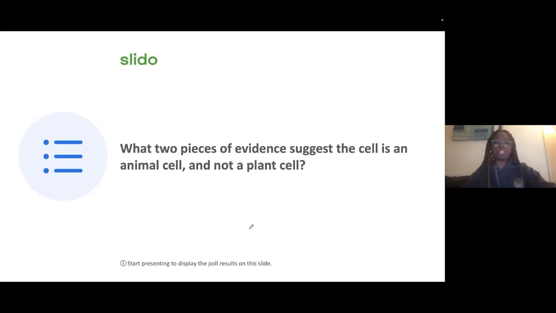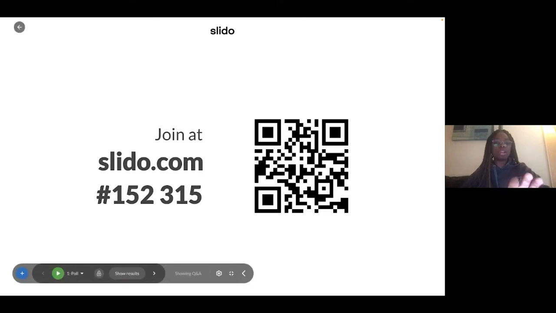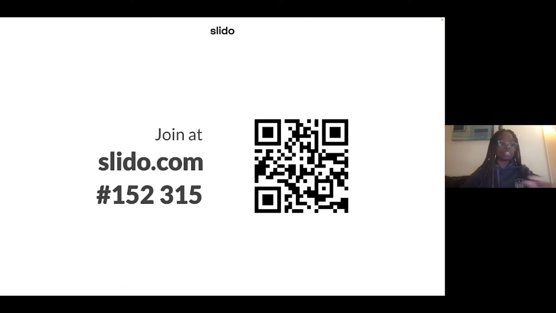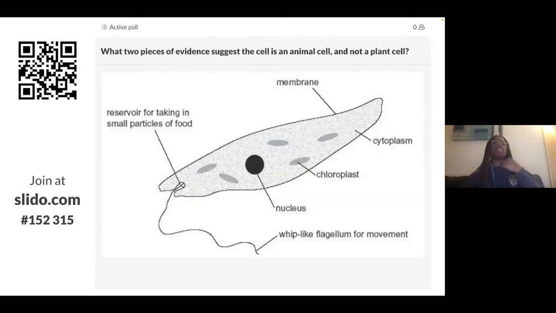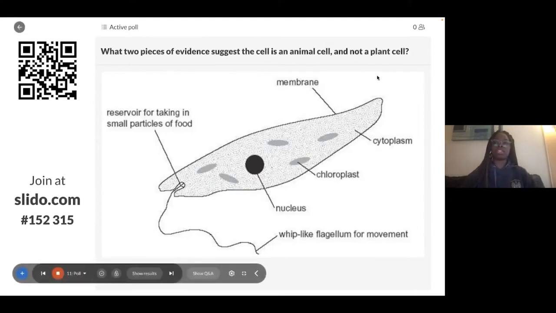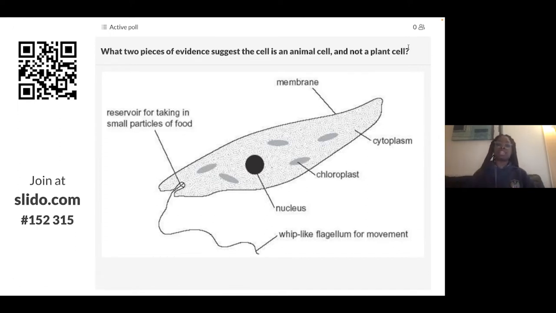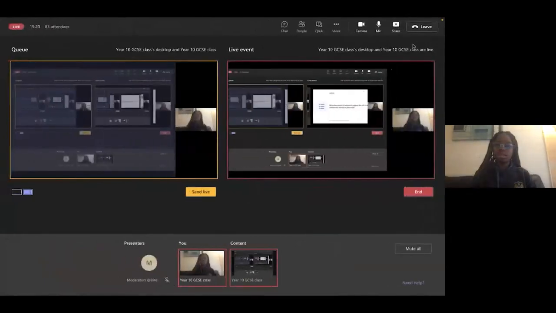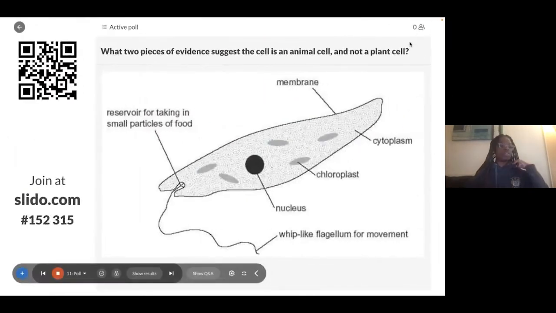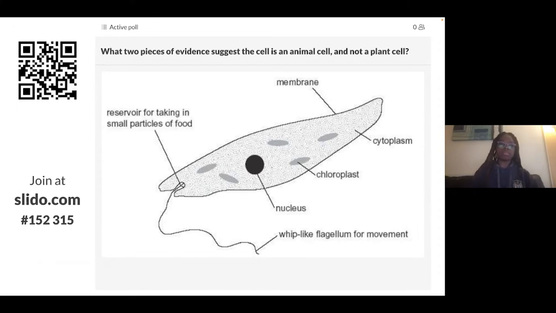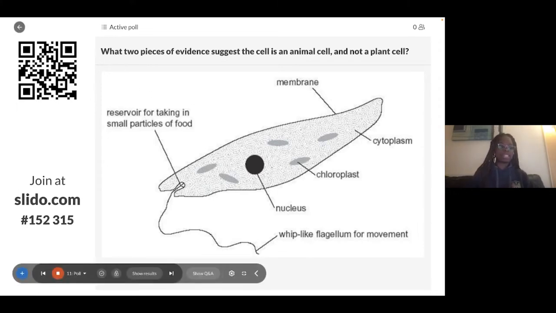So before I even go into this, if you guys just scan this code, and then we can start the question, so we can ask which two pieces of evidence suggest the cell is an animal cell and not a plant cell. So I'm just going to wait for us to filter in before we start discussing why it's an animal cell and actually not a plant cell, even though it does seem like it is a plant cell. Just check. So if you guys could just filter in, this is the code. I'll just wait a second.